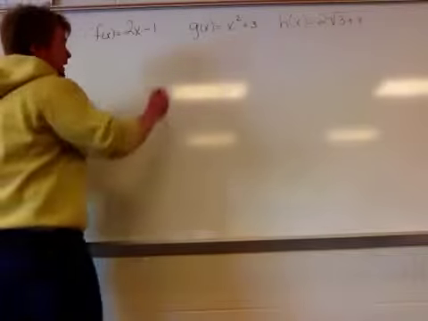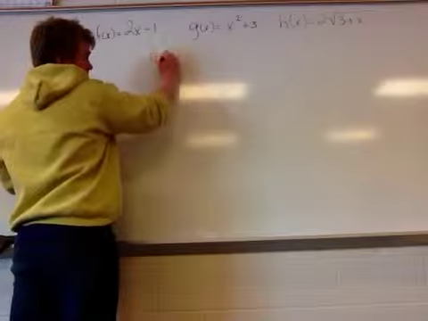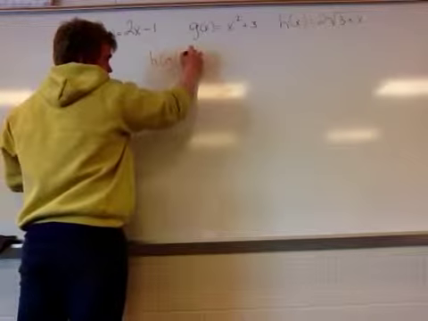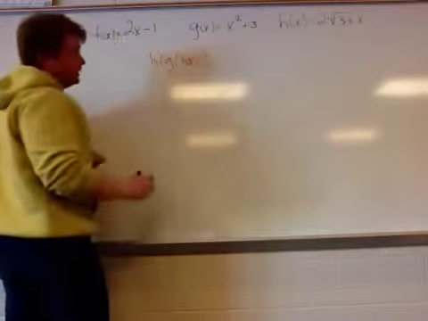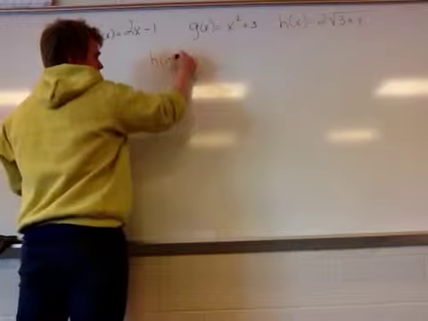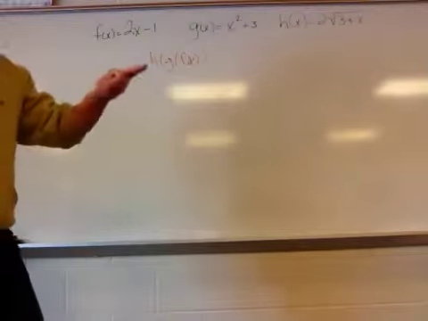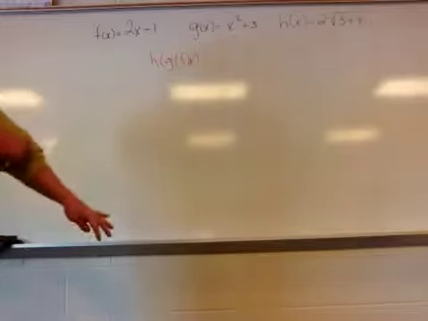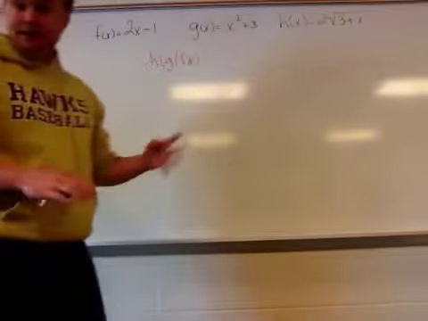So let's talk about h of g of h of x. Or, you know, we could do h of g of f of x. We could do f of x here. Okay? So that way there's three of them. The more complicated we can get, I think, the more you can handle the easier stuff.